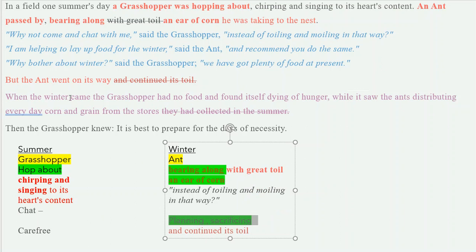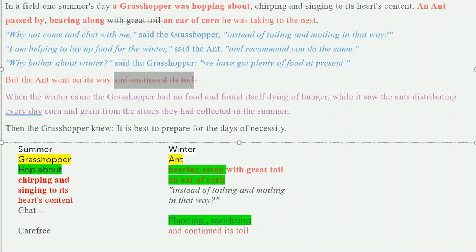Well, what happens is, so now we have this here, so we know that the author put it in here to accentuate the reason why the ant was working, right? That planning, the ant is planning forward. So it went away, but it didn't just go away from that grasshopper. It actually continued its toil.